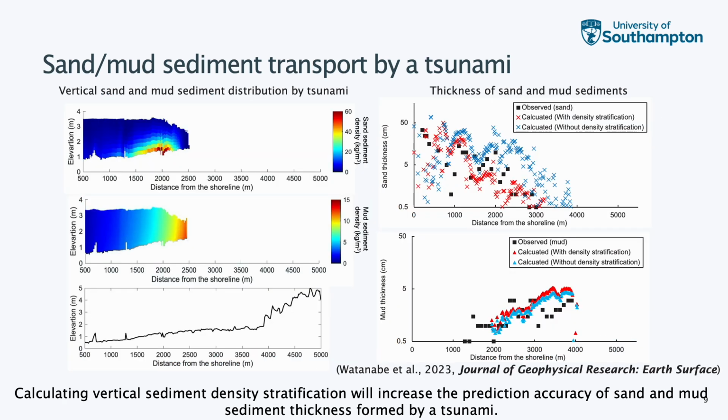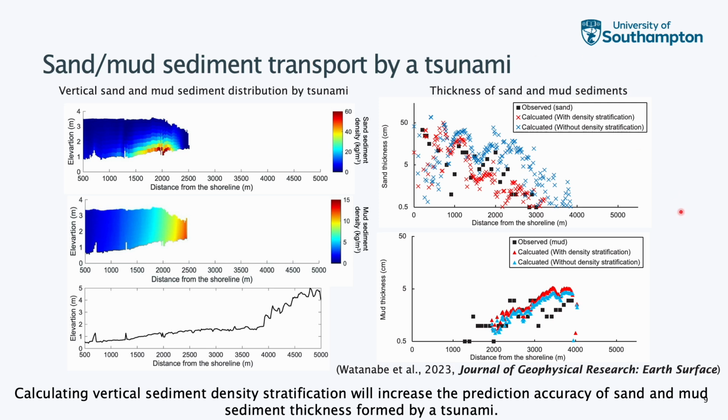And these are the numerical simulation results of sand and mud sediment transport by a tsunami using Delft3D. For these simulations, I set 10 vertical layers, so vertical movement of sand and mud sediment could be simulated. In the case of sand, sediments were transported near the bed, as in the laboratory experimental results, and in the case of mud, sediments were distributed uniformly in the vertical direction. And this is the simulated thickness of onshore sand and mud sediments.